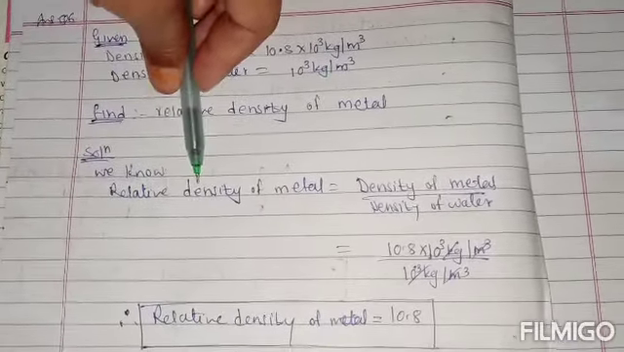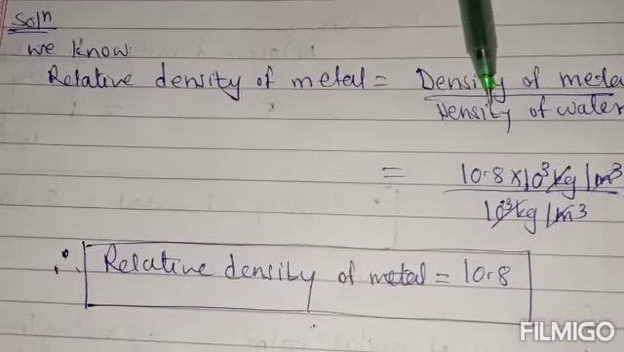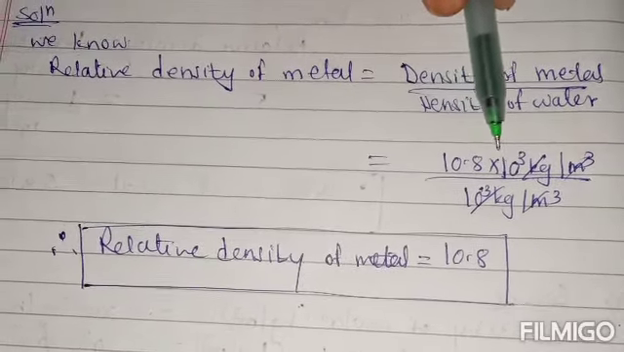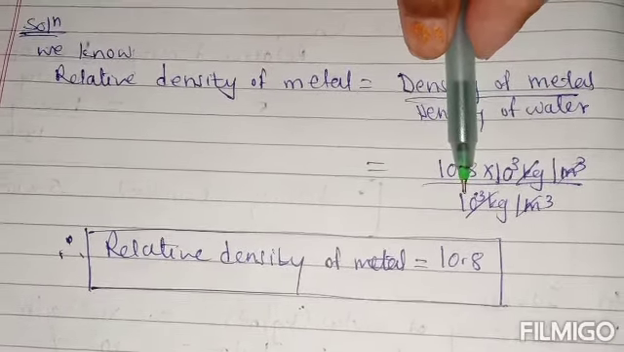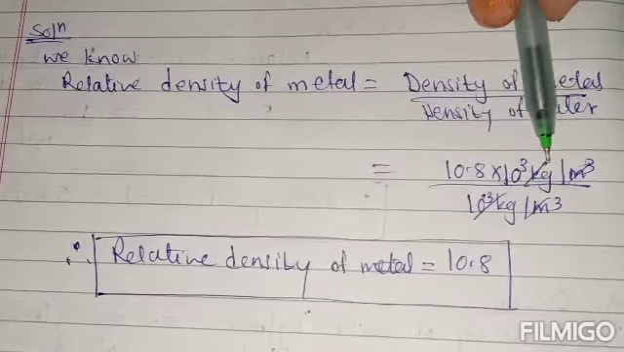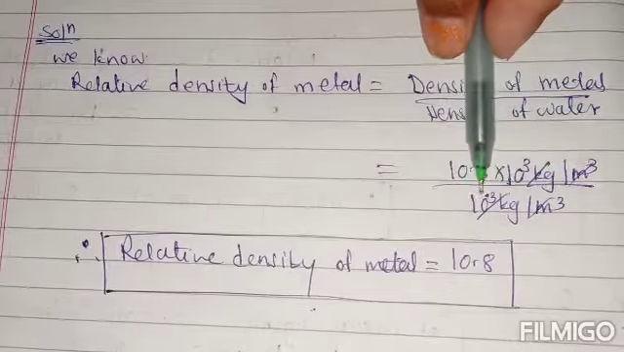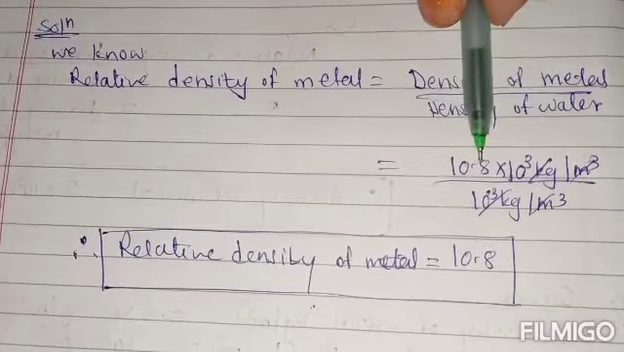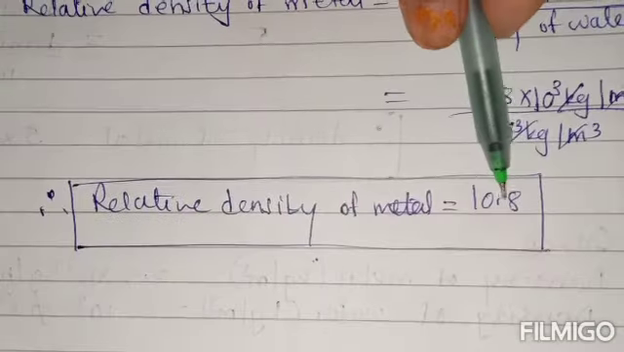So relative density of metal is equal to density of metal upon density of water. So density of metal, which is given 10.8 into 10 raised to 3 kg per cubic meter, and density of water, which is given 10 raised to 3 kg per cubic meter. Now this 10 raised to 3 kg per cubic meter and 10 raised to 3 kg per cubic meter get cancelled, and left value is 10.8. So we get the answer: relative density of metal is equal to 10.8.